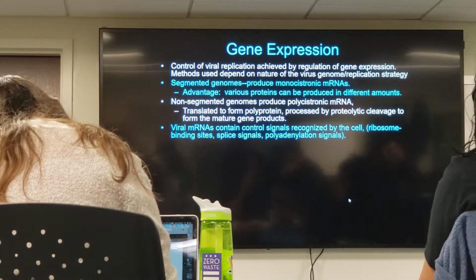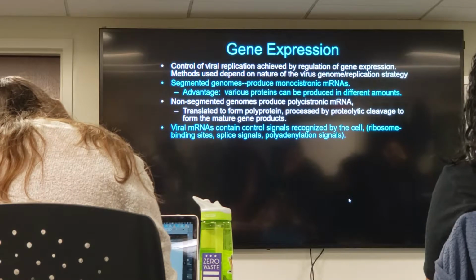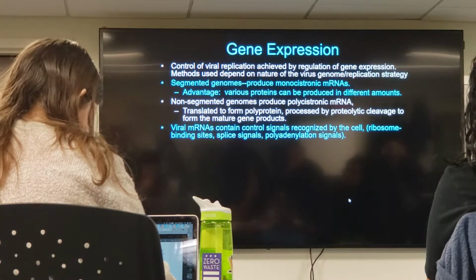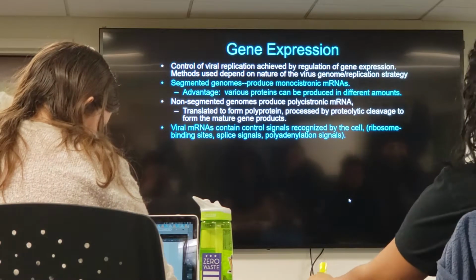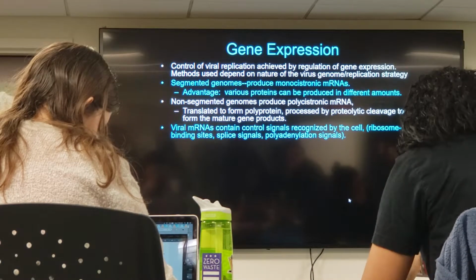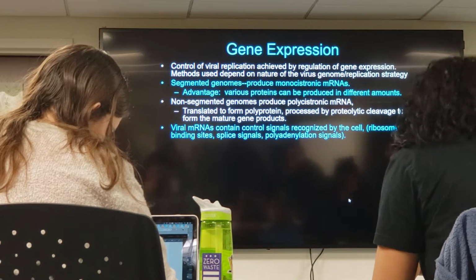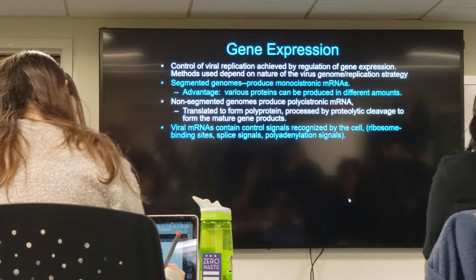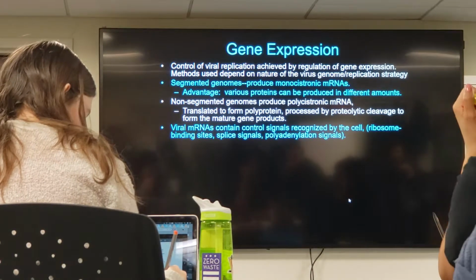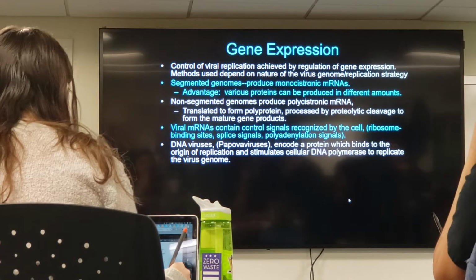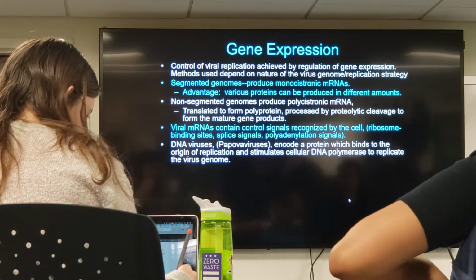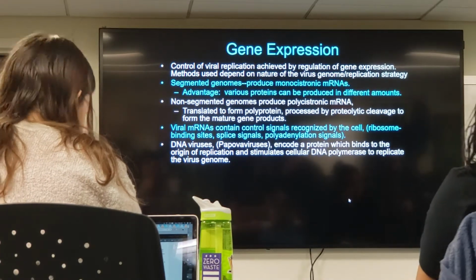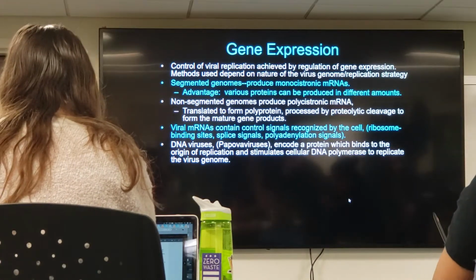We have all of those same sort of signals that we talk about in host cells, the ribosome binding sites, the poly-A tails, splicing of RNA to create different genes. Again, we see that in host cells as well. We know that specifically DNA viruses, again, use transcriptional regulators, just like host cells do, to stimulate polymerases.